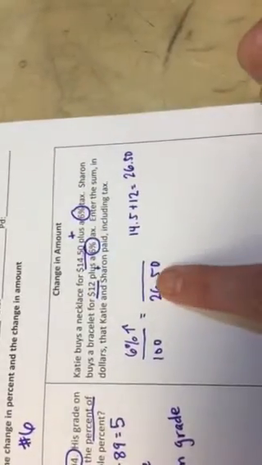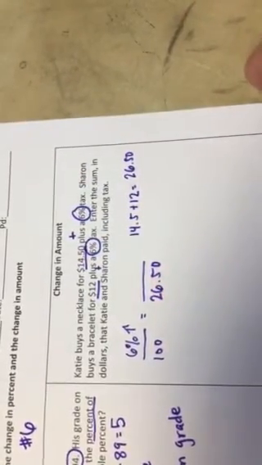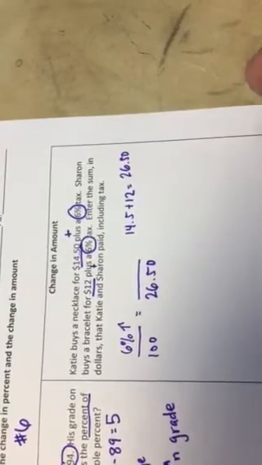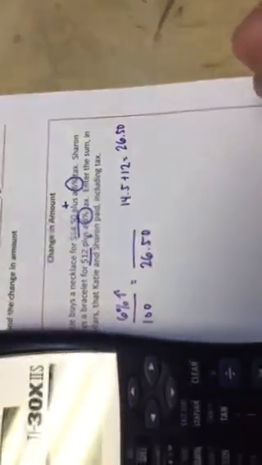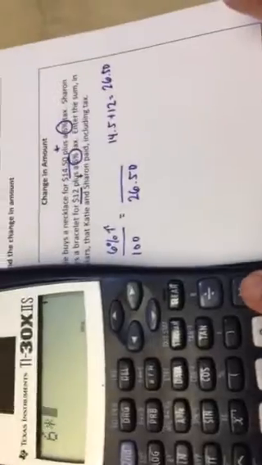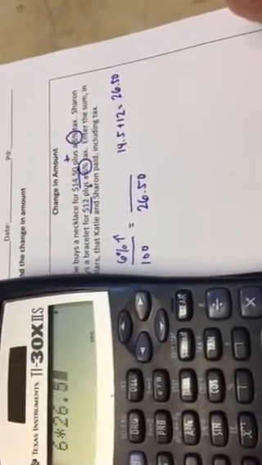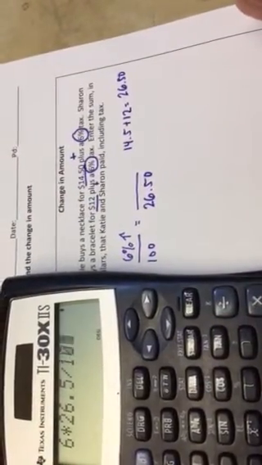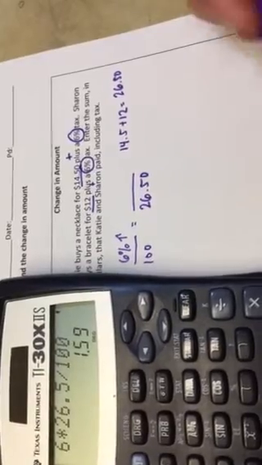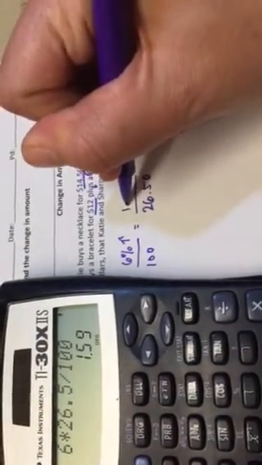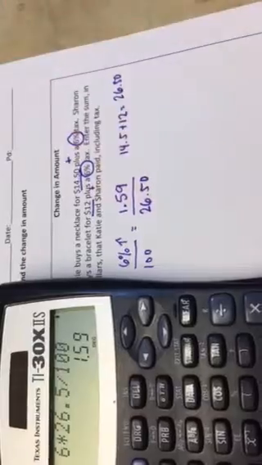Now I can find the amount of increase, so how much more I'm going to pay in tax. So I have 6 times 26.5 divided by 100, and I had to pay $1.59 in tax.